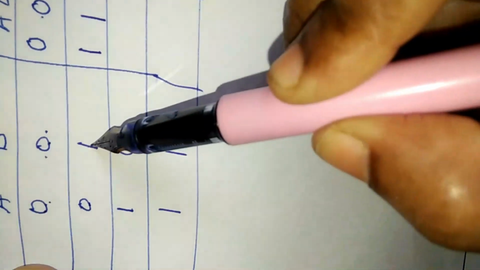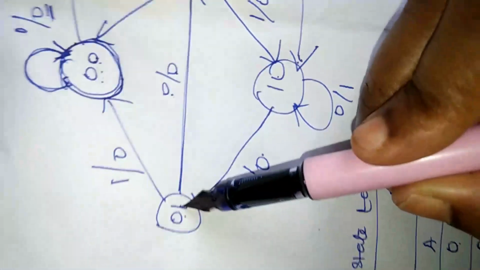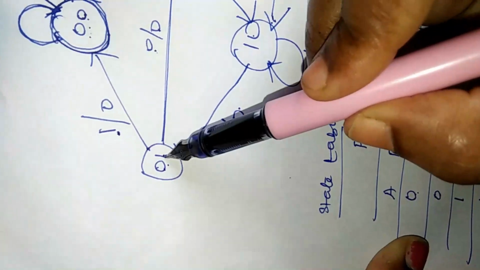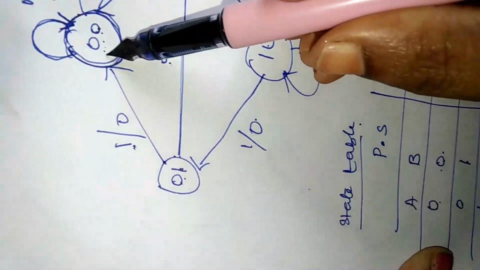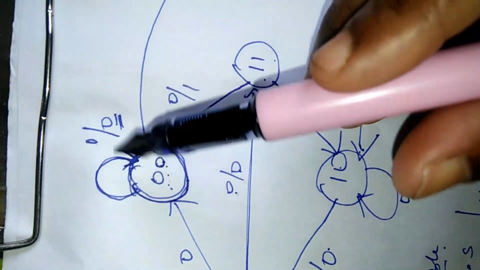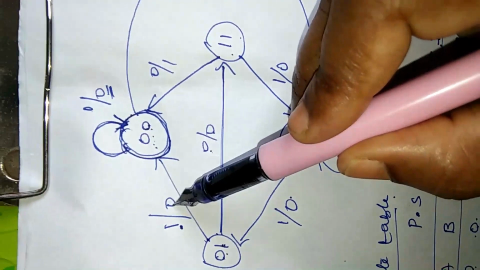So state 0 1, when the input is 1. Here is the input 1. So 0 1, when the input is 1, is going to the state 0 0, right? I'll have to fill this 0 0. At its corresponding time, what is its output? It is 0. So this I'll have to fill up here.